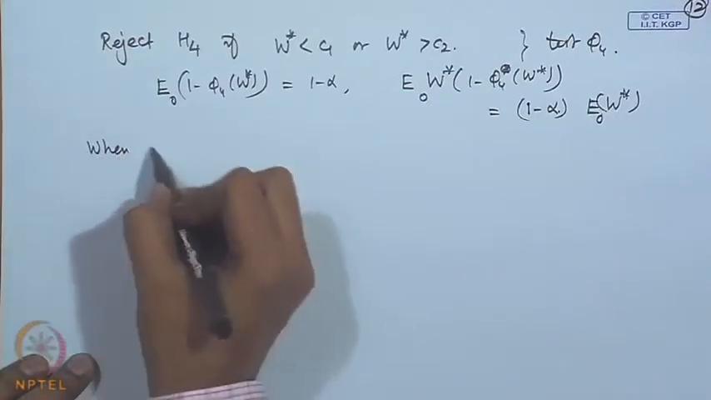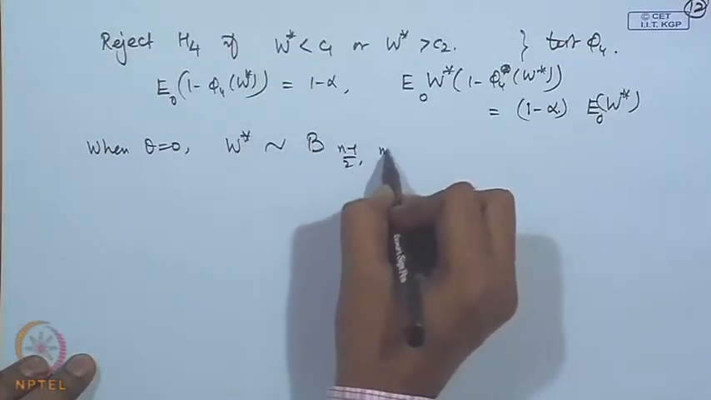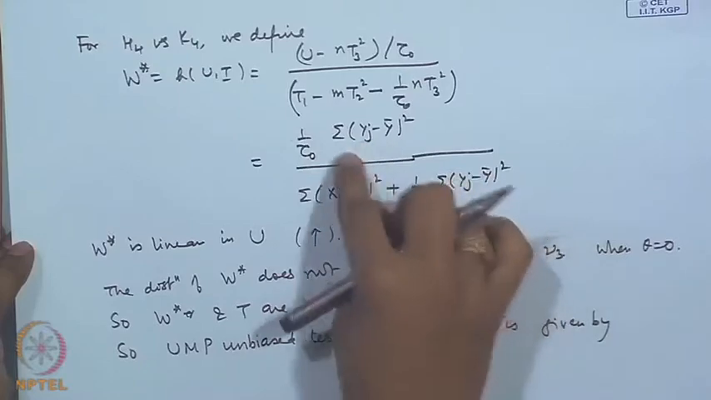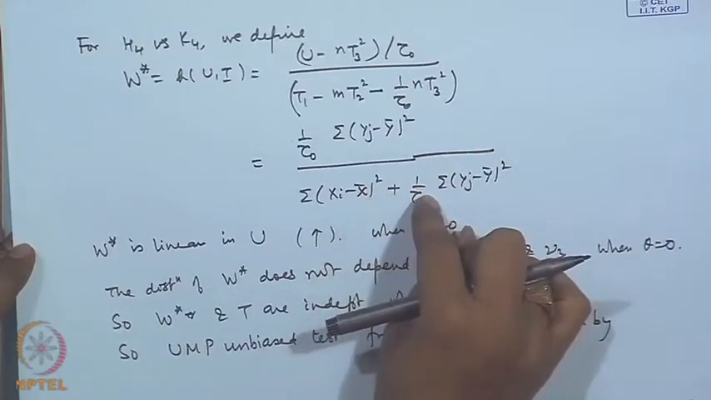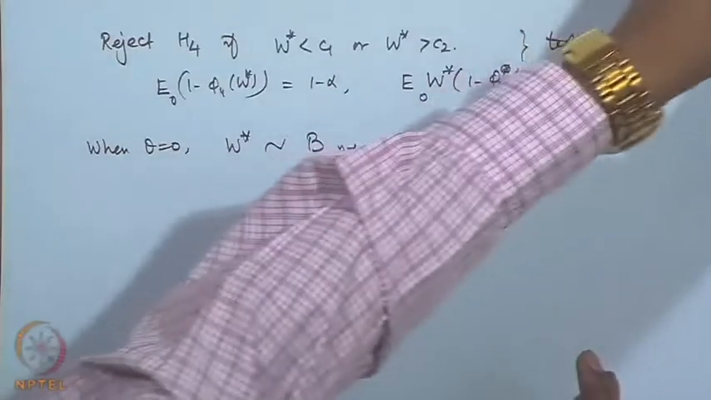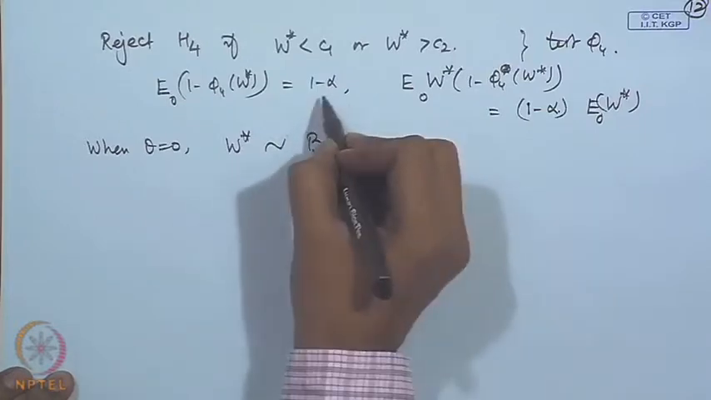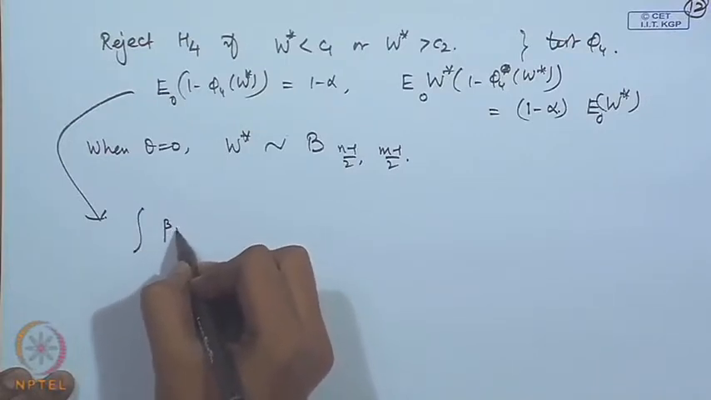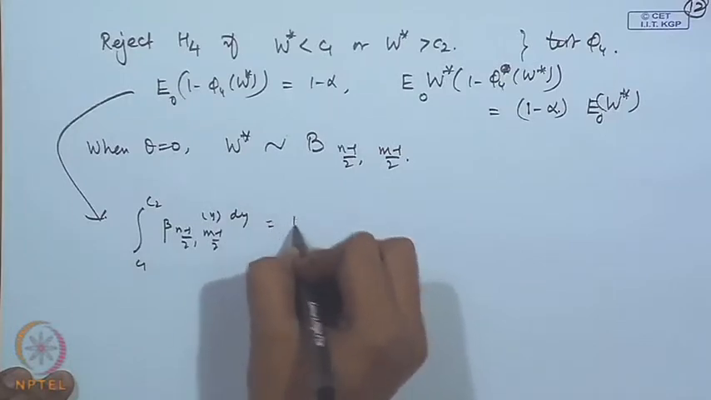Now, when theta is equal to 0, the distribution of W star is actually a beta distribution on n minus 1 by 2 and m minus 1 by 2 degrees of freedom. That is this function when I am assuming sigma 2 square by sigma 1 square is equal to tau naught, because in the numerator it is a chi square divided by the sum of two chi squares and they are independent. So, this condition is determined from the beta density: the integral of beta n minus 1 by 2, m minus 1 by 2 of y dy from C 1 to C 2 should be equal to 1 minus alpha.